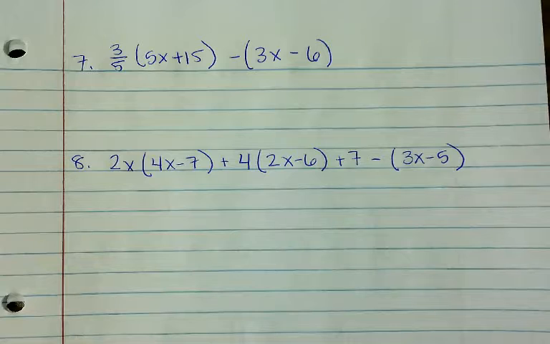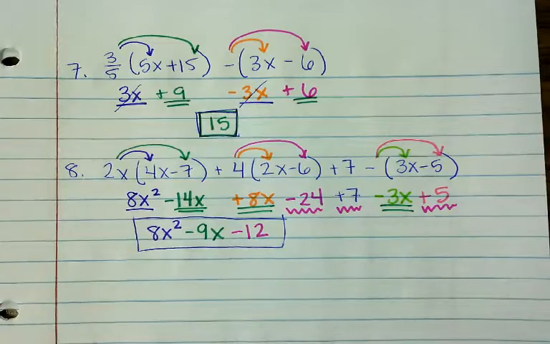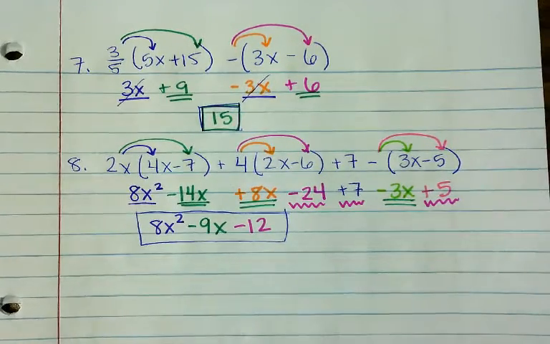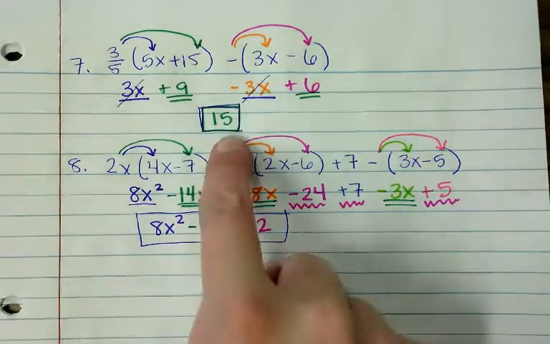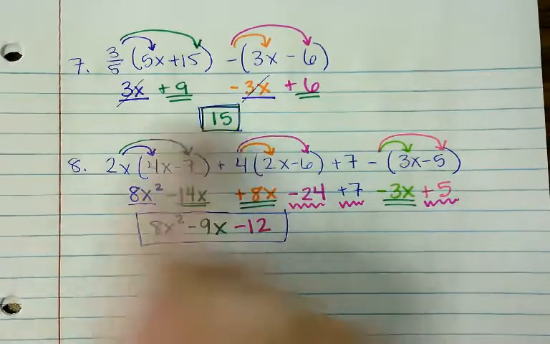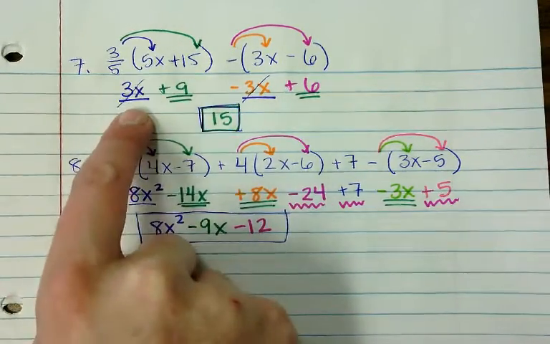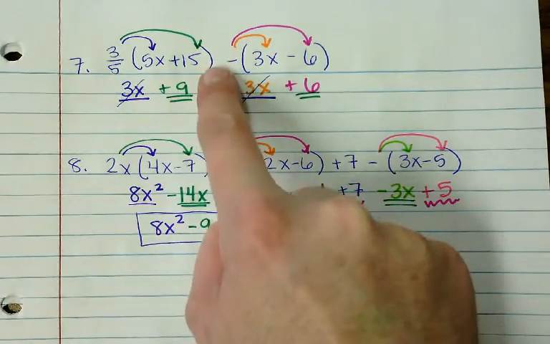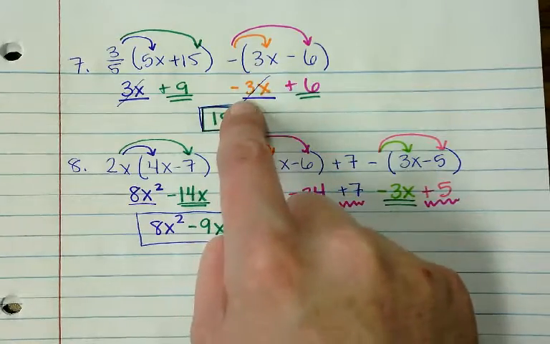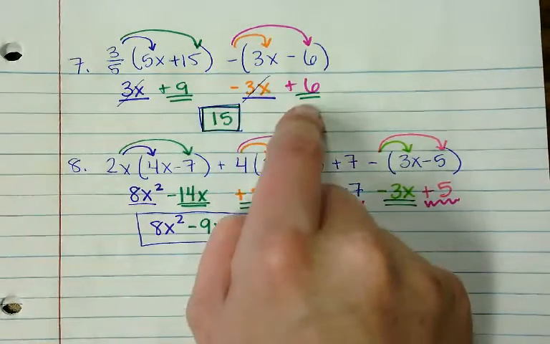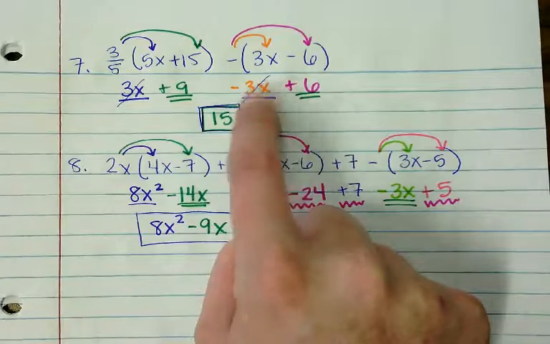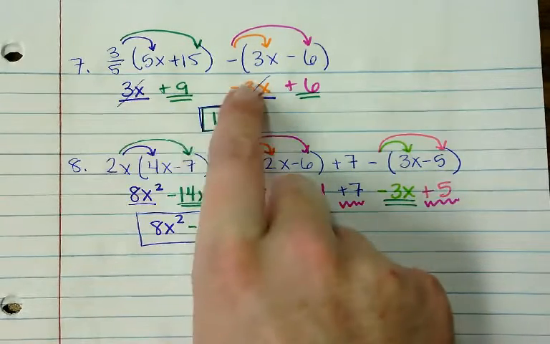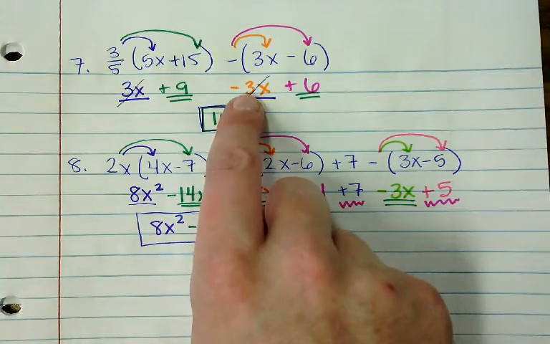All right, y'all. If you want to take a look at number 7 and 8. For number 7, our final answer was going to be 15, correct? Because 3/5 times 5x gave me 3x. 3/5 times 15 gave me 9. Negative times 3x gave me negative 3x. And negative times negative 6 gave me that positive 6. Remember, we got to switch both those signs. 3x minus 3x just cancels out to be 0, and 9 plus 6 gave us 15.